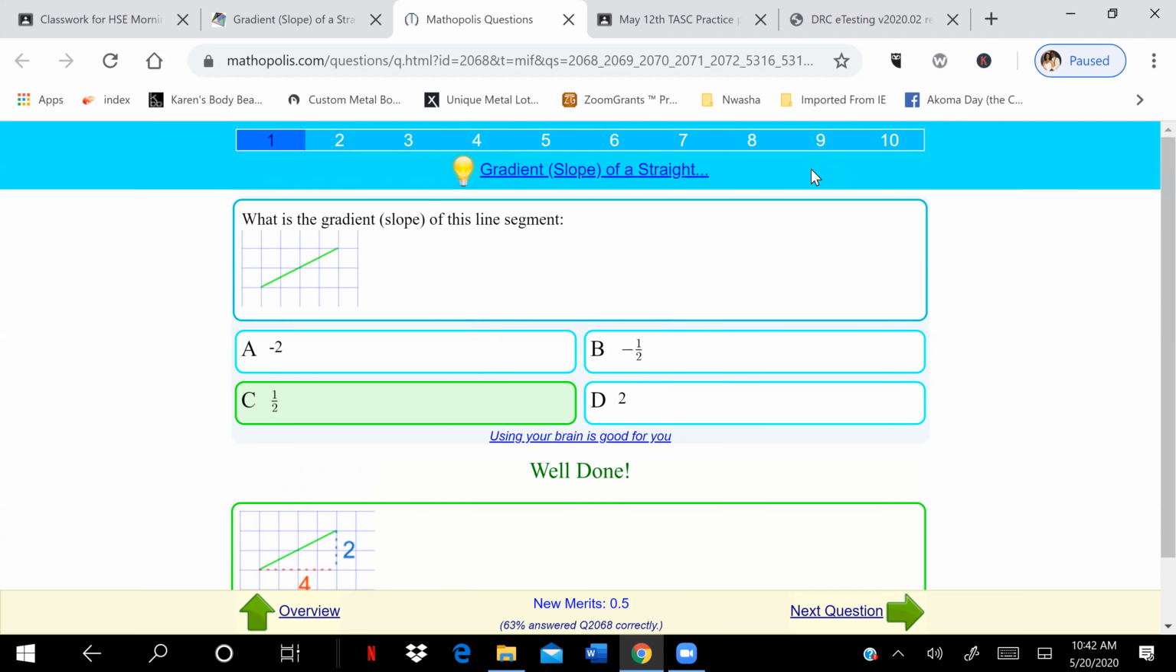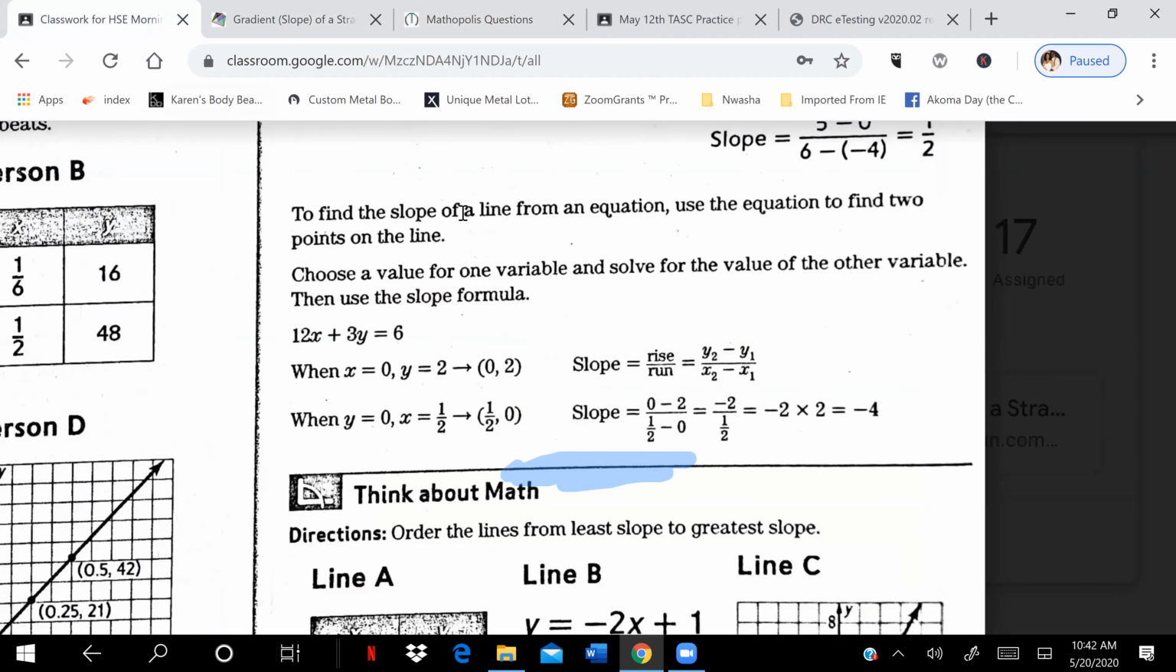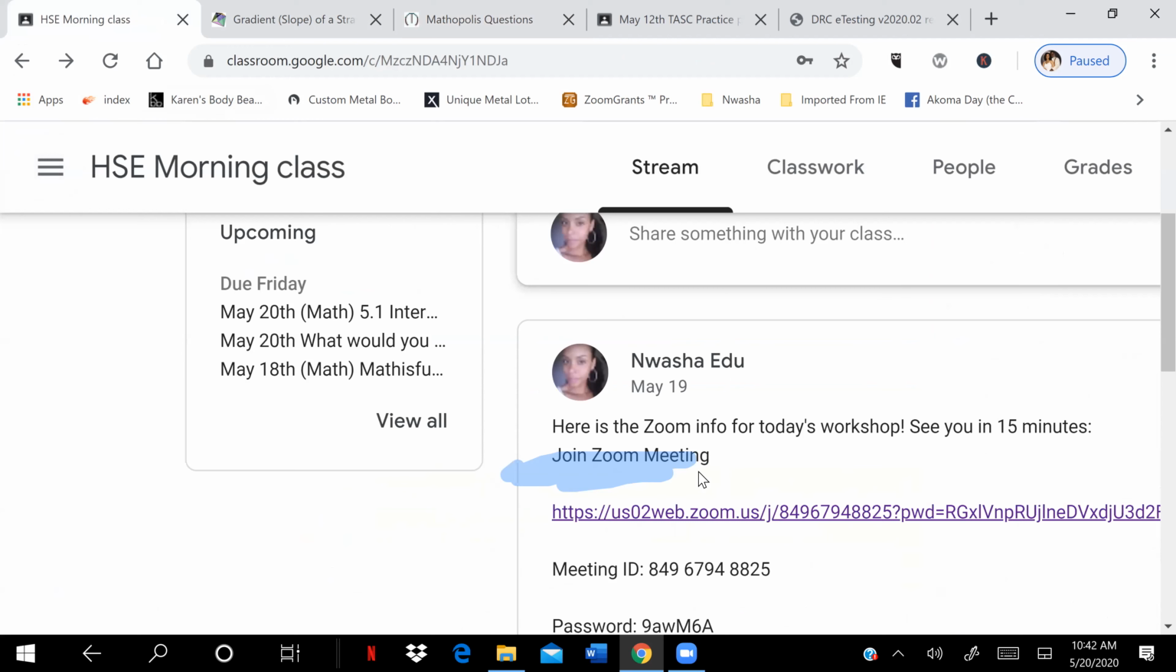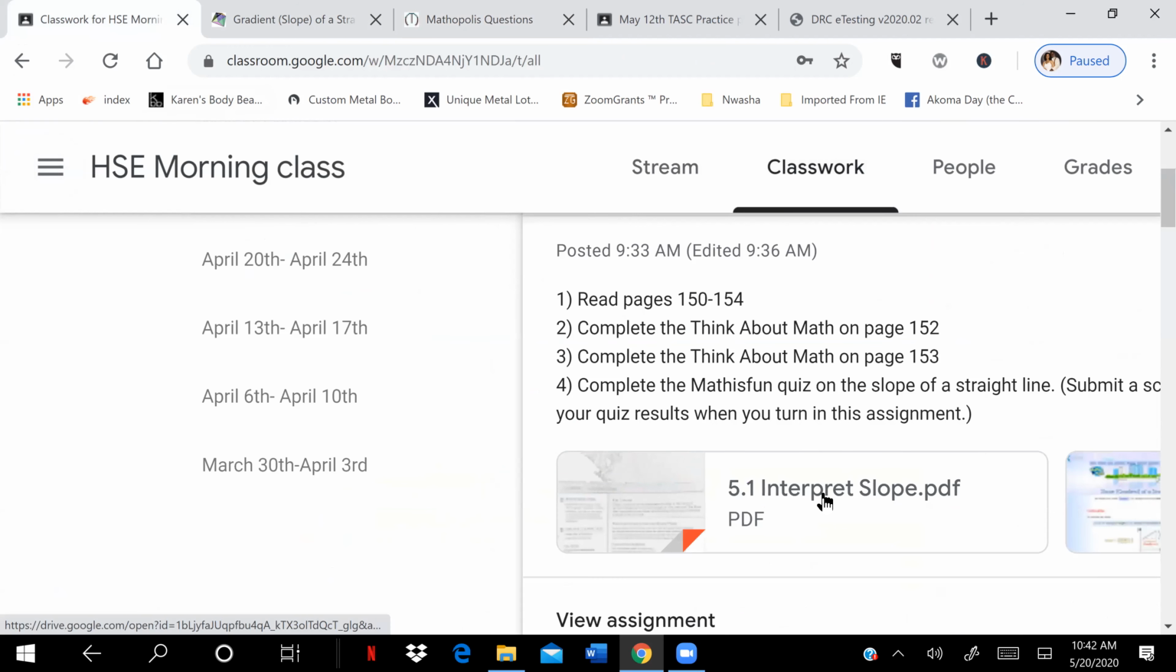So this is what you're going to do: this 10-question quiz. Take the screenshot and upload it when you submit the assignment. The assignment is what we already did. So do the reading up to page 154. The one thing that we didn't do was to think about math at the bottom of 154. And really it's just one question that says, order the lines from the least slope to the greatest slope. So you're gonna figure that one out and we'll just go over that one tomorrow. And then just do the quiz on Math is Fun, which is the counting style.